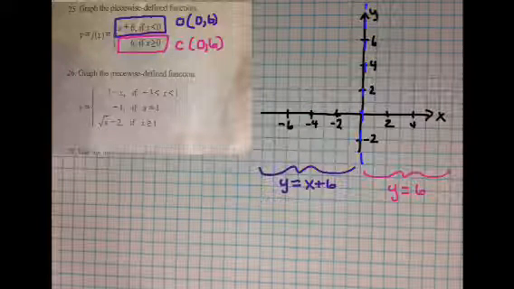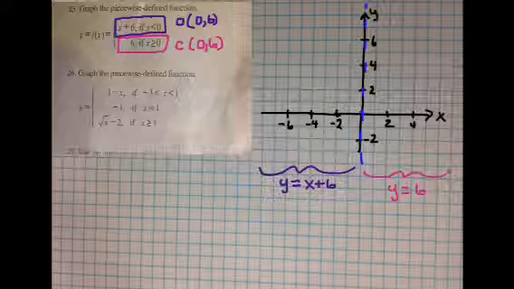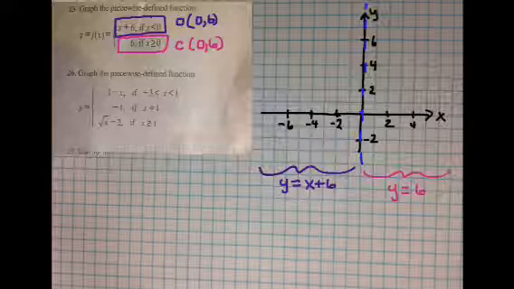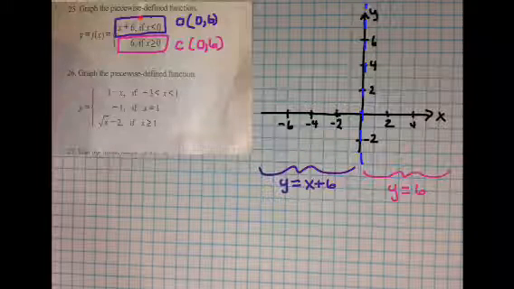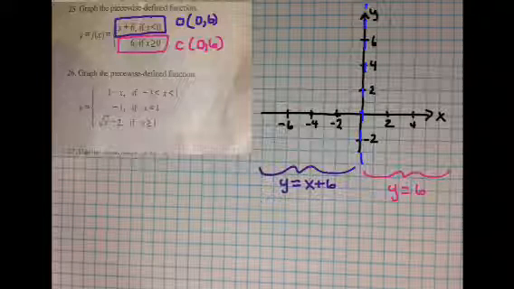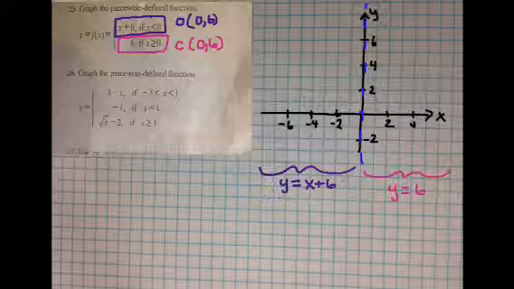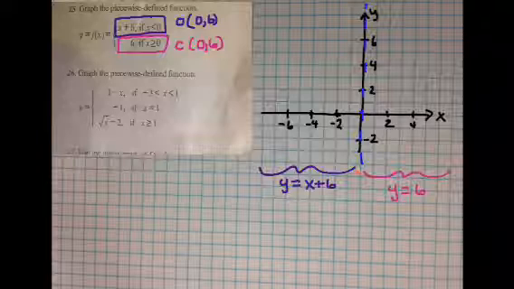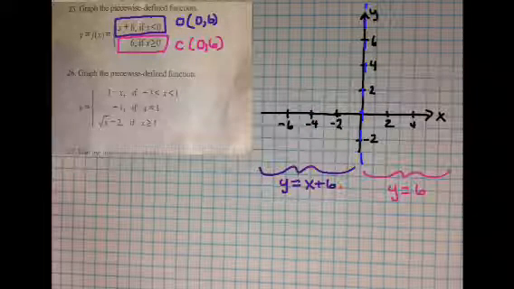Alright, so for number 25, you have a piecewise function made up of two pieces. I've already color-coded it and labeled some things. The first piece is this one right here, purple. We're graphing the equation y equals x plus 6 for all values of x less than 0. That's why I drew a dotted line here on the y-axis, because that's where x is 0. And to the left of it, I labeled it with y equals x plus 6.